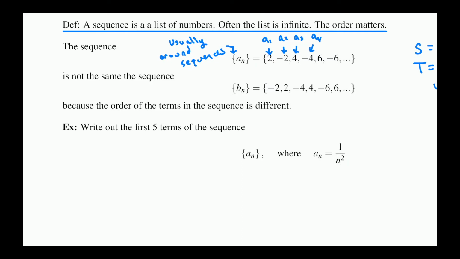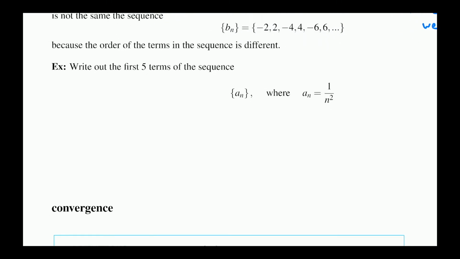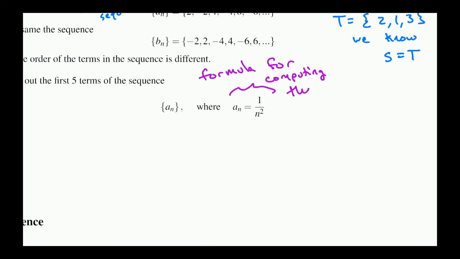Now, what you're going to have to do in the book at first is they're going to give you a sequence and want you to write out terms. Often, how that is organized is they give you a formula. So they give you a formula for computing the terms in the sequence.